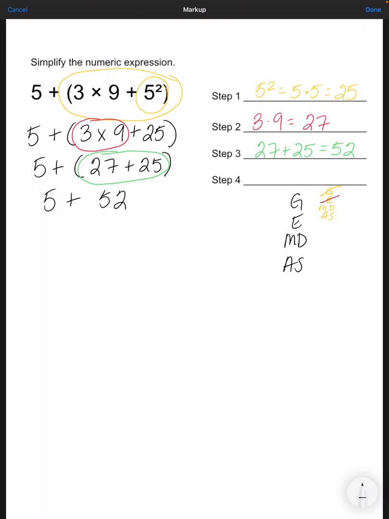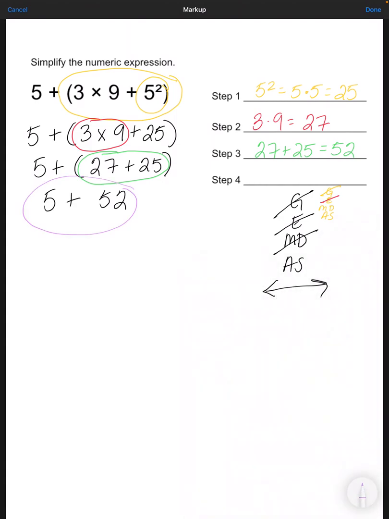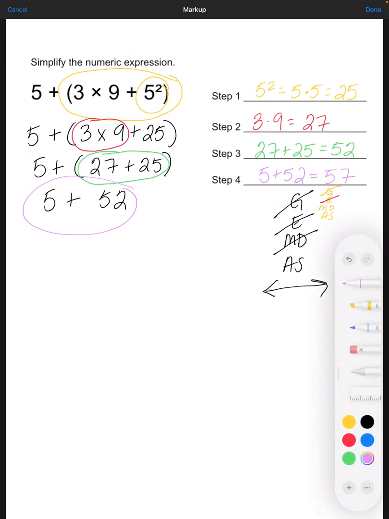So I have completed all groupings. I look, there are no exponents. I see that there's no multiplication or division left between 5 plus 52, but I do notice that there's addition, so I must solve this left to right. With that, I'm going to have my final step, step 4, of 5 plus 52, which gives me a value of 57. So when I simplify the numeric expression of 5 plus a grouping of 3 times 9 plus 5 squared, it will simplify to 57.